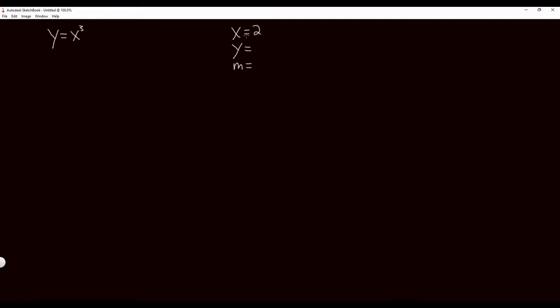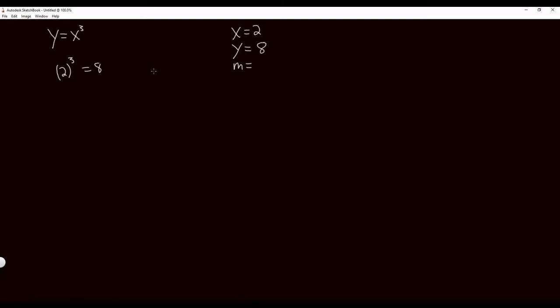So we already have x. It's equal to 2. In order to find y, all we have to do is plug in 2 into our equation. So we take 2 and we plug it in for x, and 2 cubed is equal to 8. So now we have our y. It was that simple. Y is equal to 8.